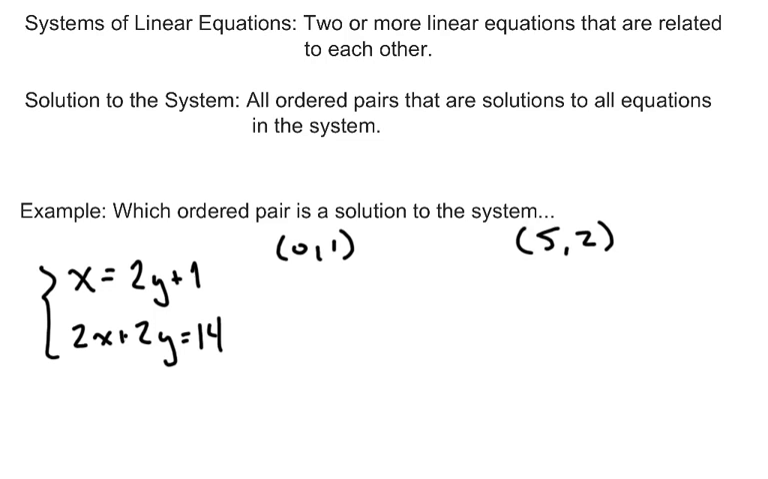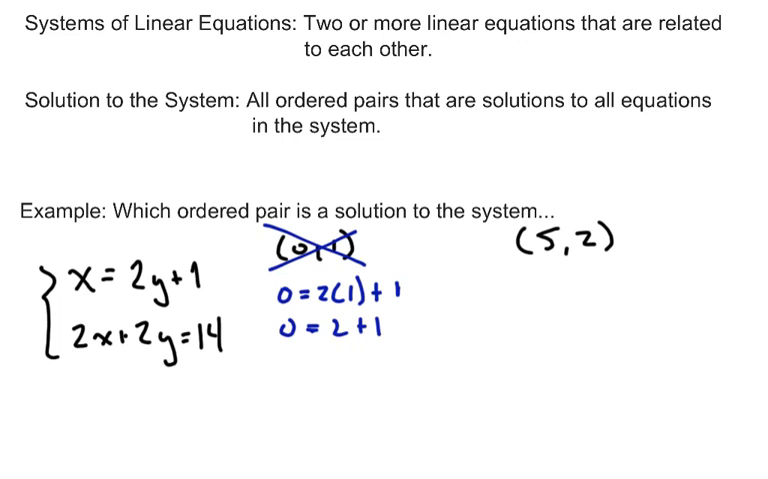If we want to check if an ordered pair is a solution to the system, what we have to do is just plug it in. So we plug 0 in for x and 1 in for y, and we just check it out. Well, is 0 equal to 2 plus 1? No, it's not. And since this ordered pair doesn't even work for the first equation, it's not going to be a solution to the system.